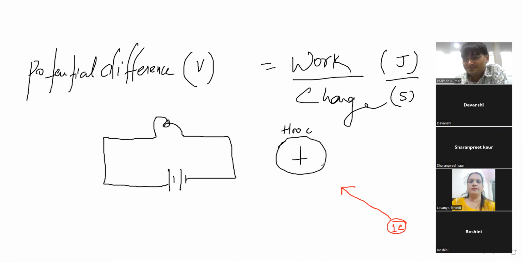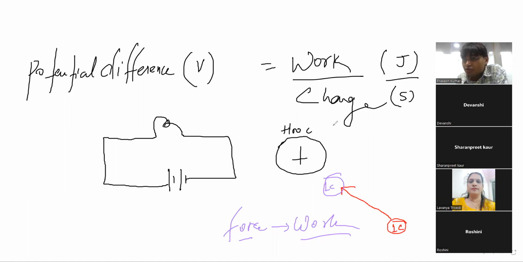What do you have to do? You have to apply force. If you want this 1 coulomb to come to this point, you must apply some force. And if you apply some force, there must be some work done. If you apply some force, work will be done.